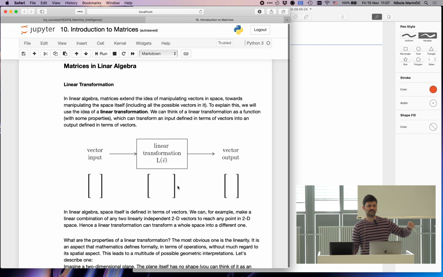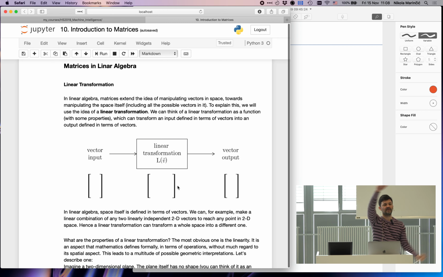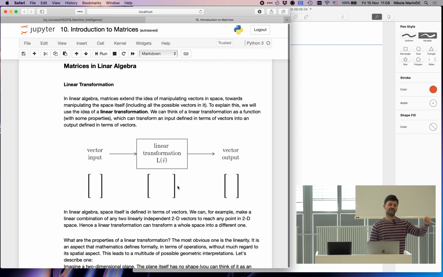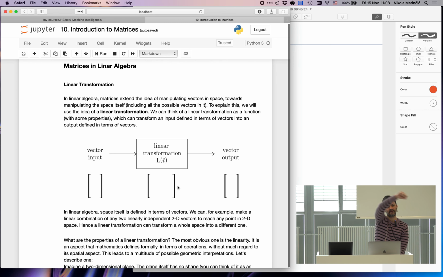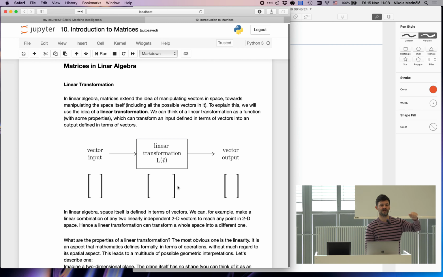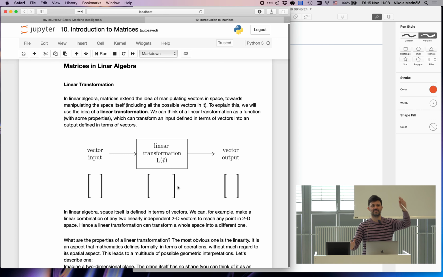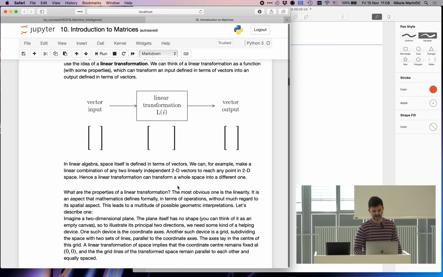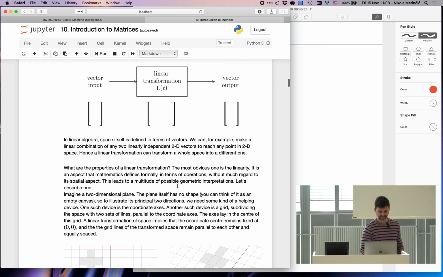For example, what a matrix can do, it can rotate the space 90 degrees or any angle. Or it can stretch it in one dimension, or it can squeeze it in one dimension, or it can rotate and then squeeze it. It can squeeze only one axis and the other one stays the same. It can do many things to the space, and these are called linear transformations.